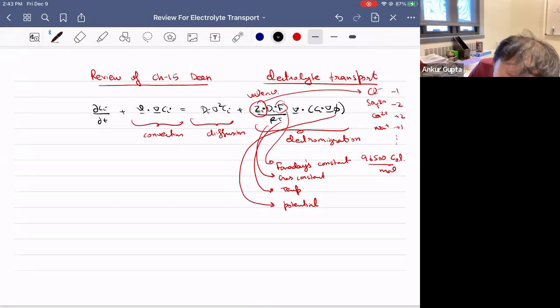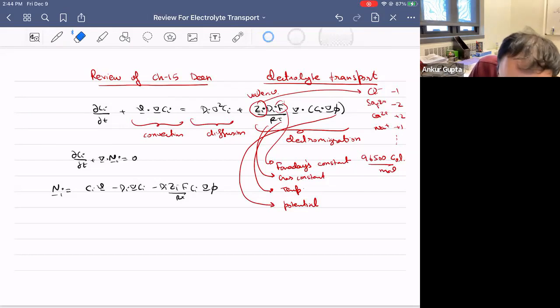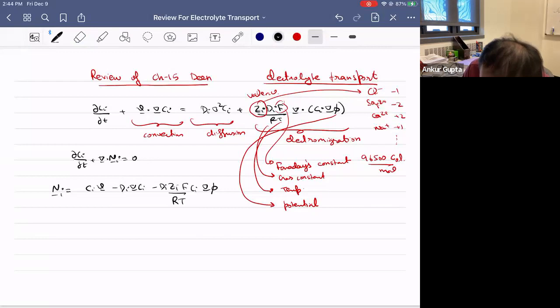Another way to write this equation is del Ci by del t plus del dot Ni equal to 0, where Ni now has 3 parts: Ci v minus Di grad Ci minus Di Zi F by RT Ci grad phi. Okay, so I just wanted to show this form as well if you prefer to think in terms of fluxes instead of the governing equation. This is the third part, the electromigrative flux.